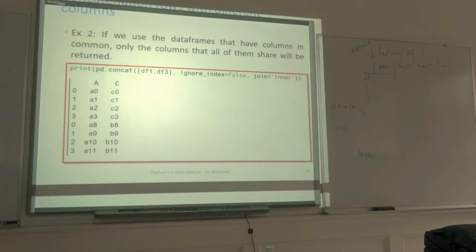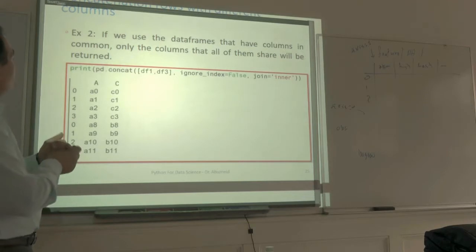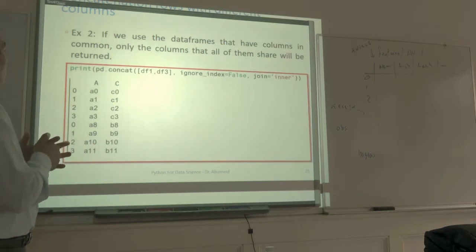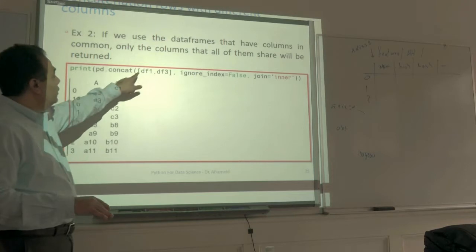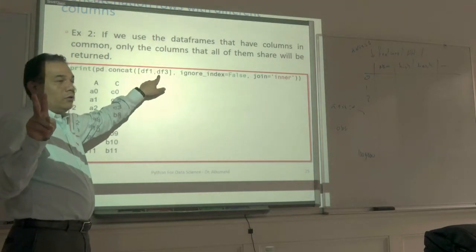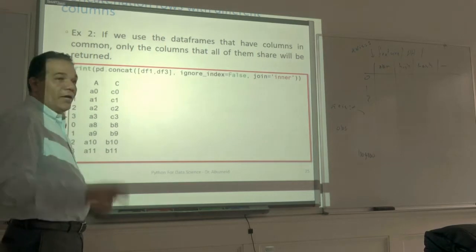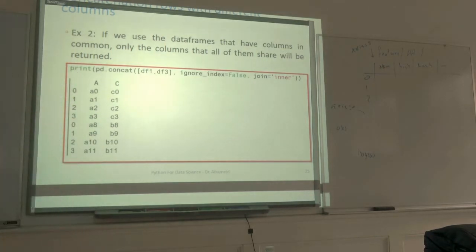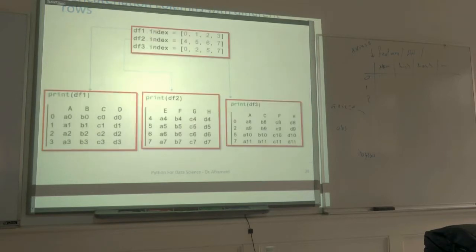Concatenation rows with different columns. Okay, so if we use the data frames that have columns in common, only the columns that all of them share will be returned. So for example, if I do data frame 1 with 3, how many are shared? A and C. So that's why I have them. The A and C, that's why I have them, right? So I have to know what I want, right?